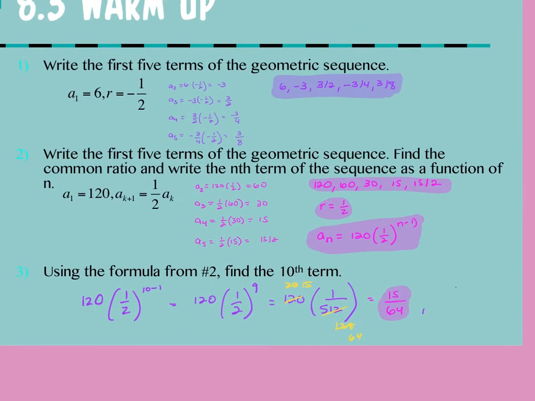Number 3 says use the formula from number 2 to find the 10th term. So now we're using that formula. We're plugging 10 in. I'd get 1/2 to the 9th. You have to do the half to the 9th before you multiply by 120. If you cut 120 in half, you make 60 to the 9th. That's wrong, so be careful. So it becomes 1 over 512, and then you can reduce 120 and 512 down to 15 over 64.